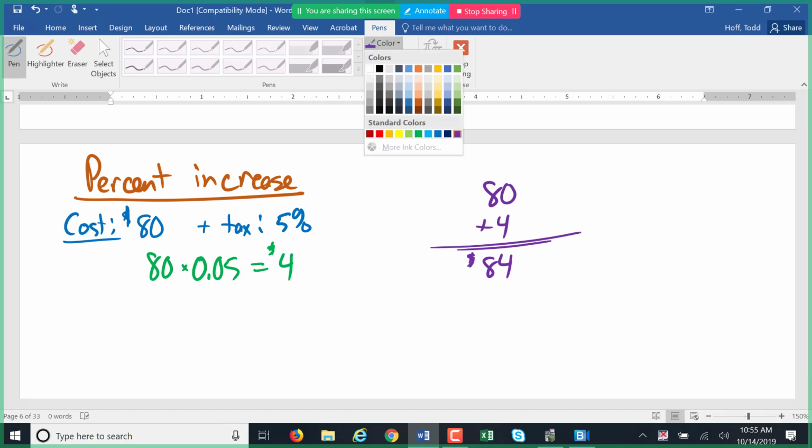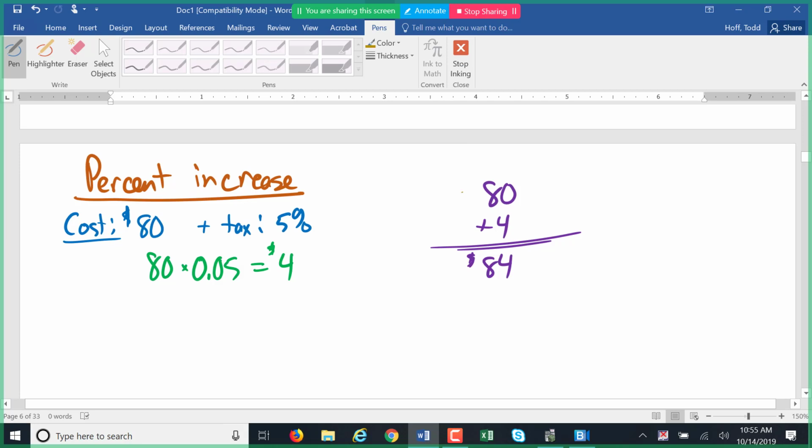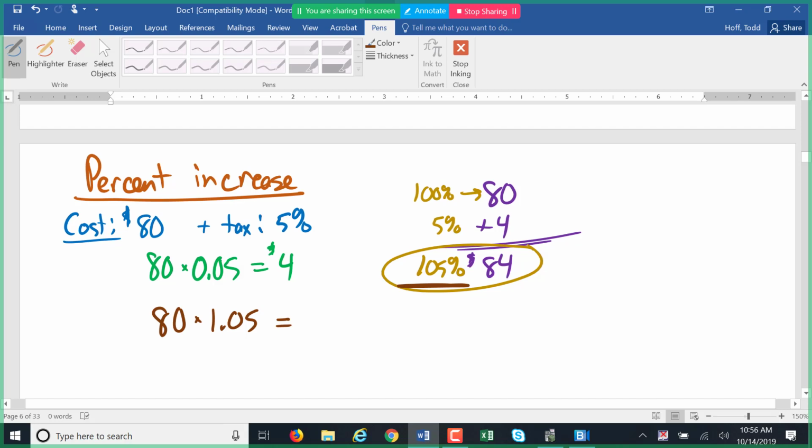Or we could have looked at this and reasoned out that the whole amount, the $80, is 100%. And what we're adding to it, the $4, is 5% tax. The final amount is going to be 105%. So if we had just taken the $80 and instead of multiplying by 0.05 to get the $4, we multiplied by 1.05, which is 105% as a decimal, we would have had the $84 all in one step.